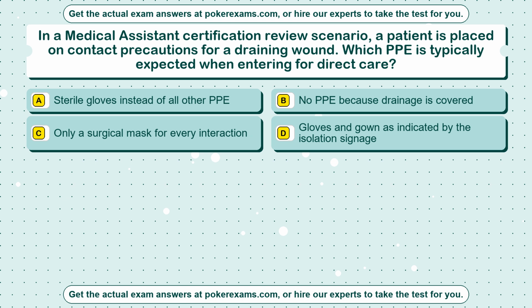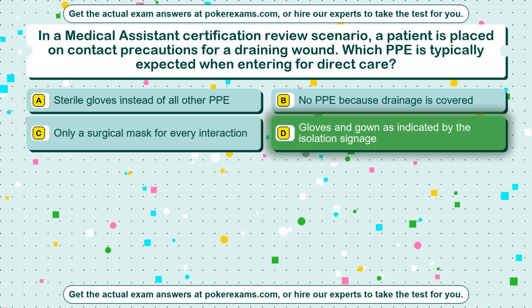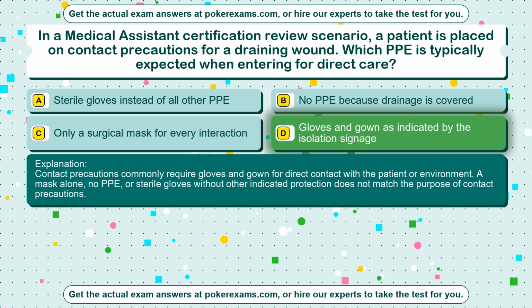Option D, gloves and gown as indicated by the isolation signage. The correct answer is option D, gloves and gown as indicated by the isolation signage. Contact precautions commonly require gloves and gown for direct contact with the patient or environment. A mask alone, no PPE, or sterile gloves without other indicated protection does not match the purpose of contact precautions.